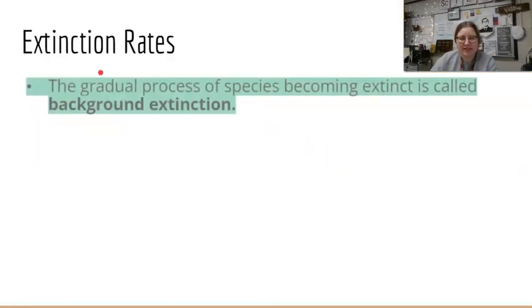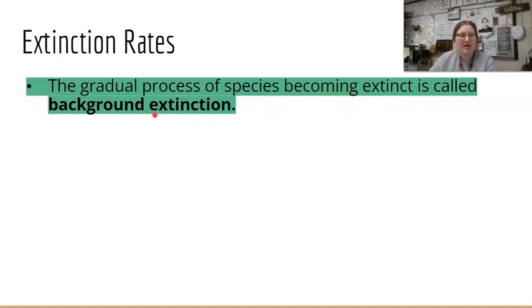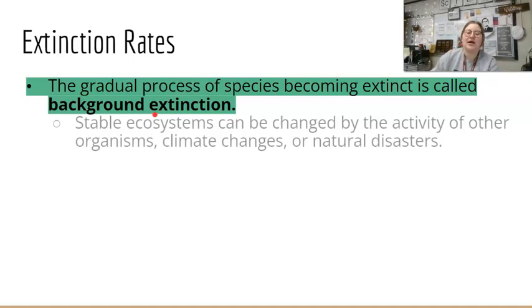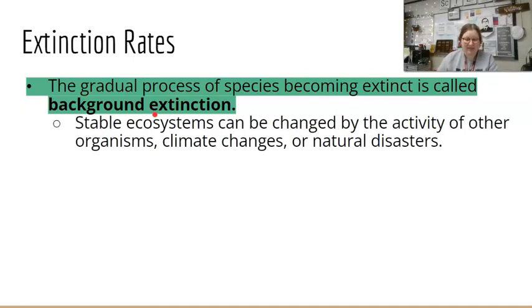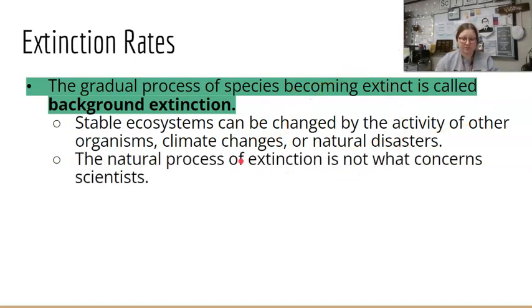So first, let's talk about extinction rates. The gradual process of species becoming extinct is called background extinction. It's just happening in the background. That is the natural process that's kind of expected. Stable ecosystems can be changed by the activity of other organisms, climate changes, or natural disasters. Some of these things, like climate change and the other organisms, could be impacted by humans. But some of these are just natural things that are going to happen, whether we are here or not.